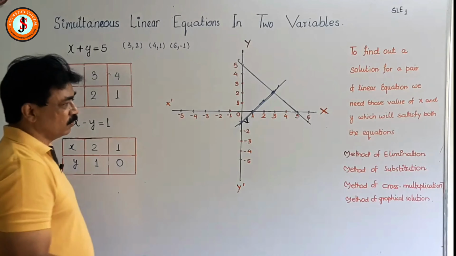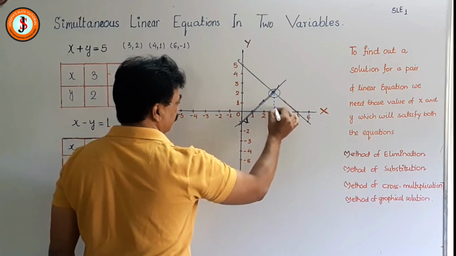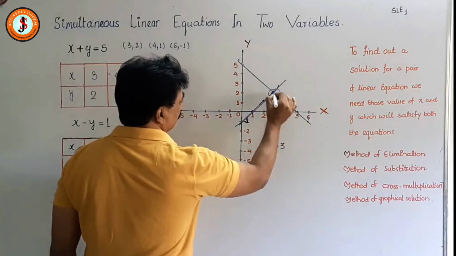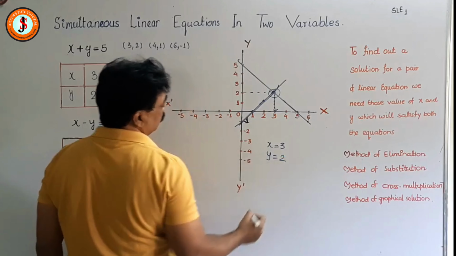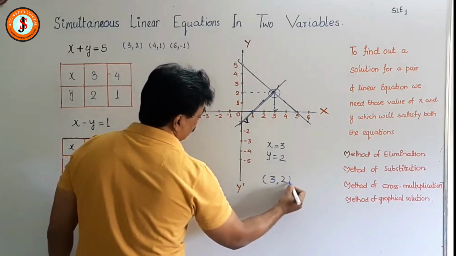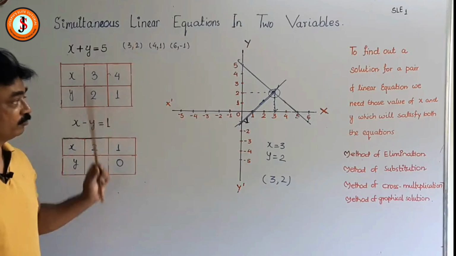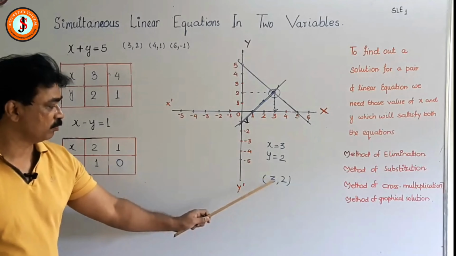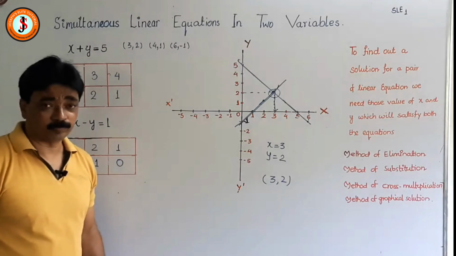Now let us check the coordinates of the point where these two lines cut. Draw a perpendicular. So you get x is equal to 3 and y is equal to 2. We write it as an ordered pair, always x first and y later: (3, 2). So (3, 2) is the solution of the pair of equations. That means (3, 2) will satisfy both equations: 3 plus 2 is 5 and 3 minus 2 is 1.